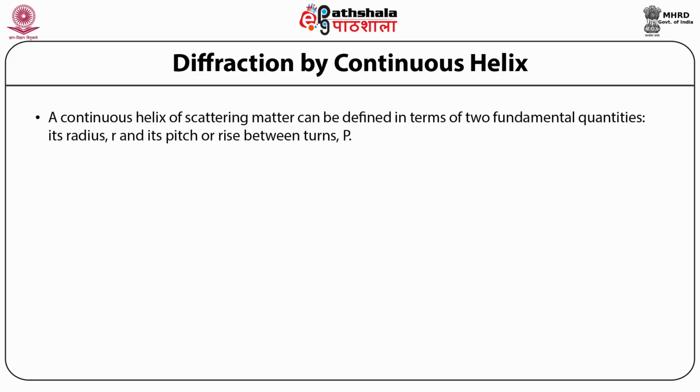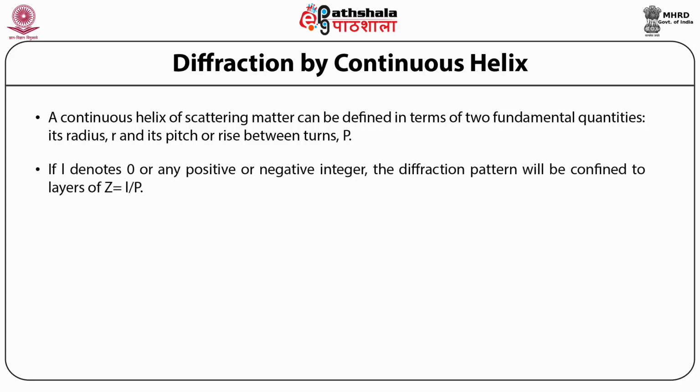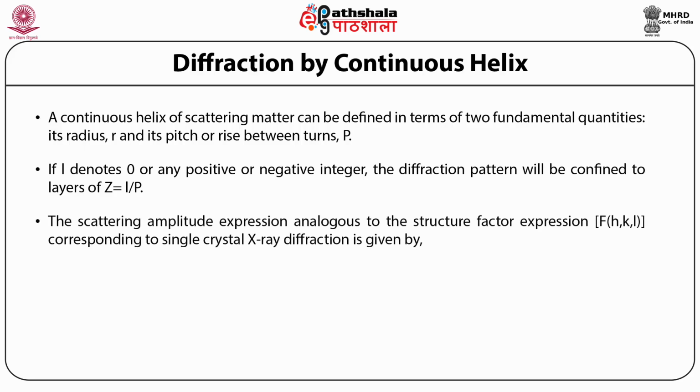A continuous helix of scattering matter can be defined in terms of two fundamental quantities, its radius r and its pitch or rise between turns, denoted by capital P. If l denotes 0 or any positive or negative integer, the diffraction pattern will be confined to layers of Z equal to l over P. The scattering amplitude expression, analogous to the structure factor expression F(HKL) corresponding to single crystal X-ray diffraction, is given by F(R, psi, l/P) equals J subscript l of 2 pi R r, e to the power i l times (psi plus pi by 2). J is the Bessel function.